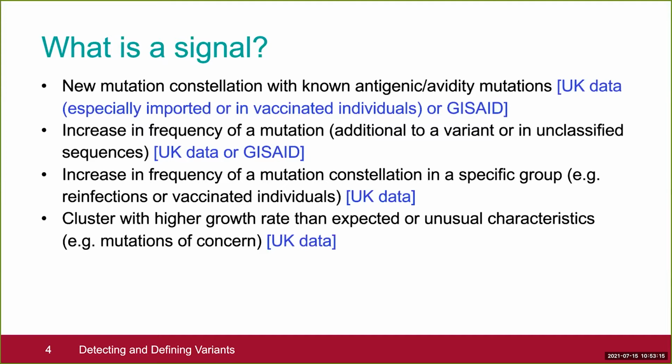And then you have the increase in frequency of a constellation in a specific group. So constellations that might not necessarily flag because of a high score, but they're seen in a specific group that we are interested in. So again, the reinfections or the vaccinated individuals, because obviously we don't know everything about every mutation. There are only specific ones that we know about in terms of laboratory information and previous experience.